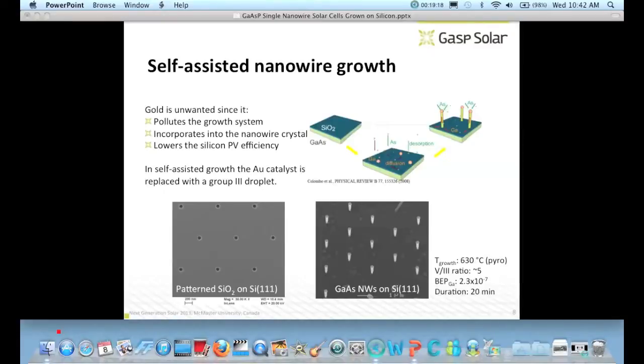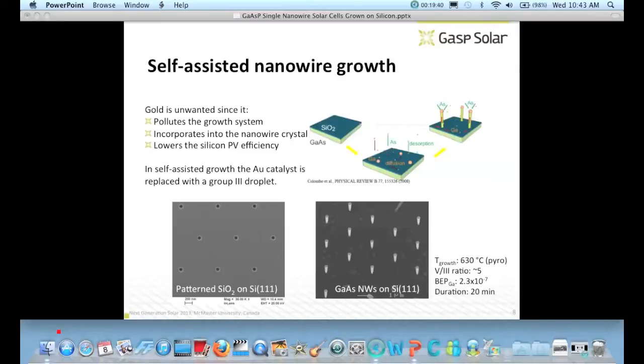So we removed the oxide layer in specific areas, around 100 to 150 nanometers in diameter. So when we start growing, the only possibility for the gallium droplet to get into contact with the substrate surface is in these holes. So we can grow positioned gallium arsenide nanowires.